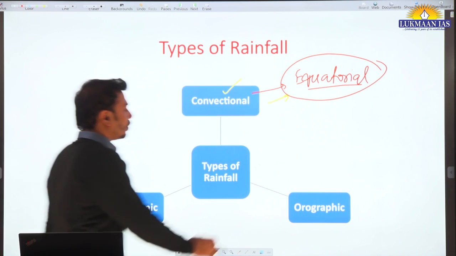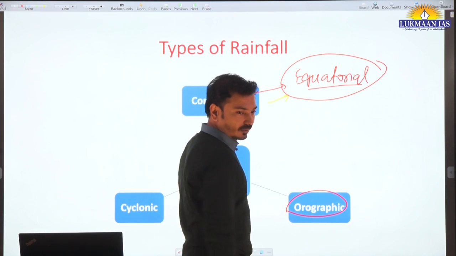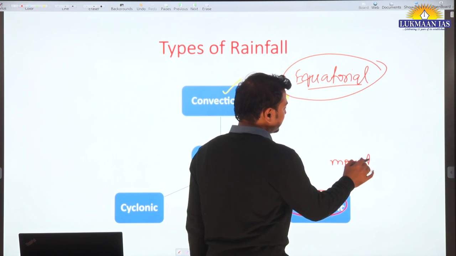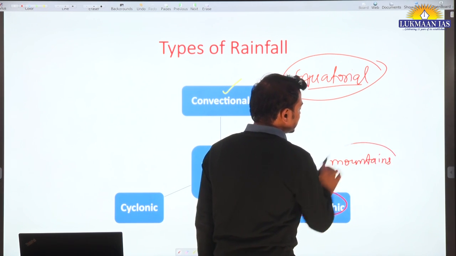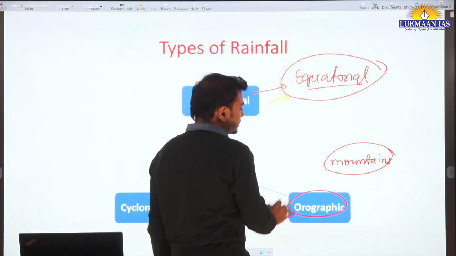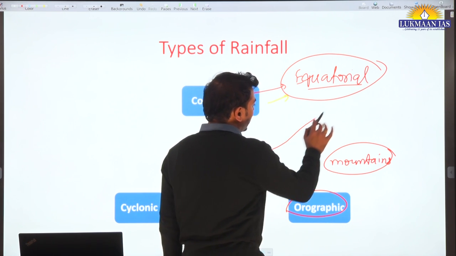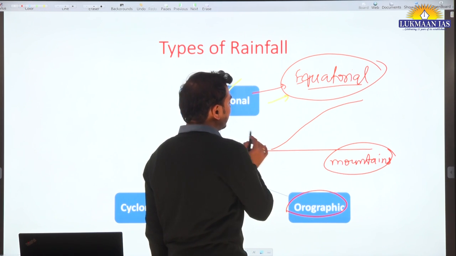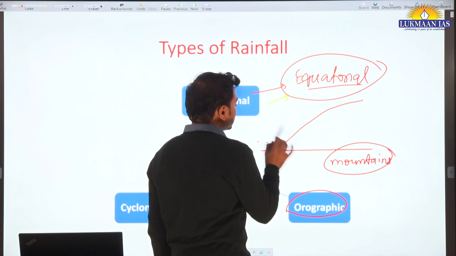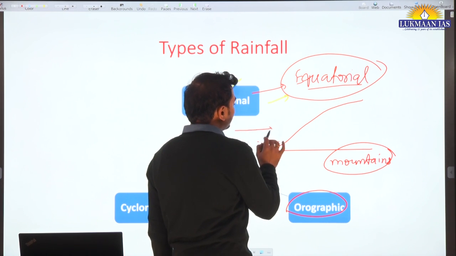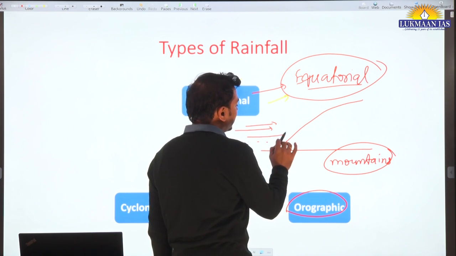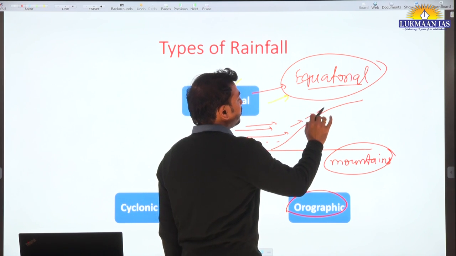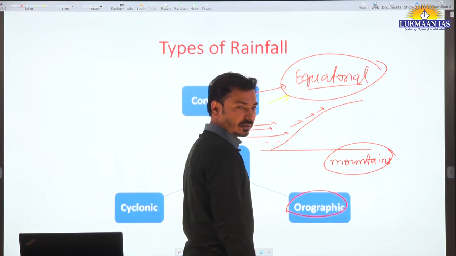Second type is orographic rainfall. Oro means what? Oro means mountains. Do you remember first lecture? Oro means mountains. Now, when there is obstruction of wind because of mountains, what we observe is, best example, apna kya hai? Western Ghats. So, southwest monsoon winds are coming like this from the Arabian Sea. They are now climbing this western slope of Western Ghats.